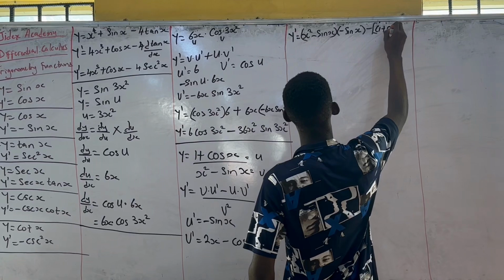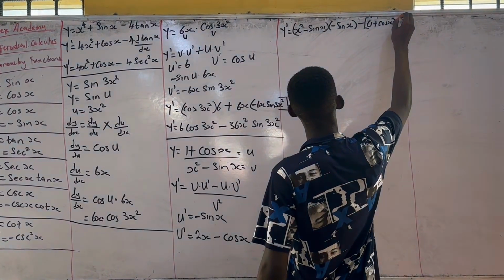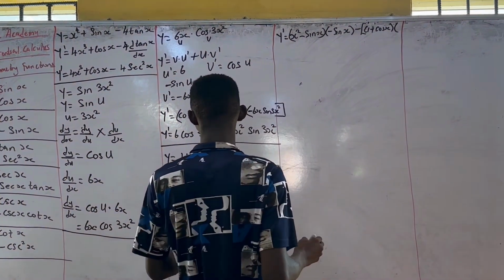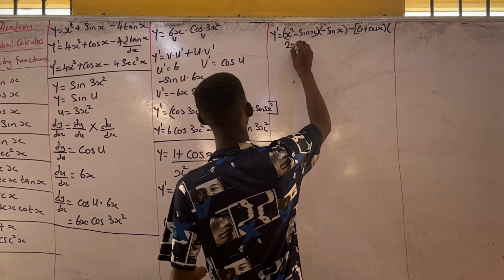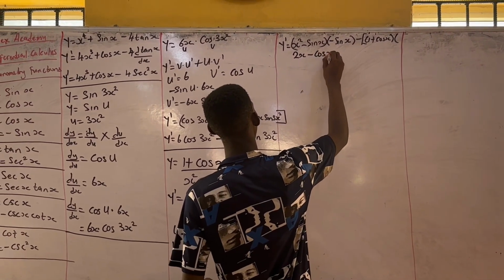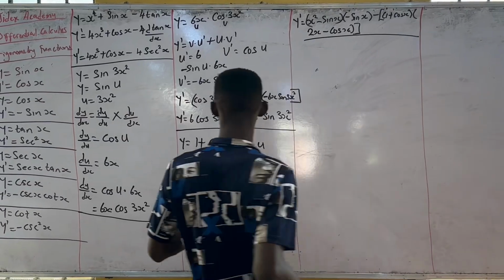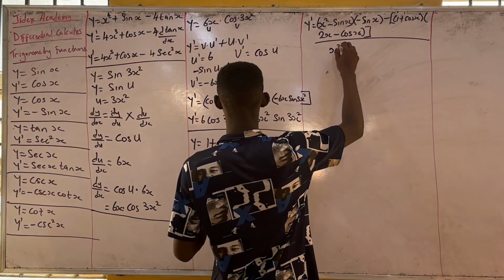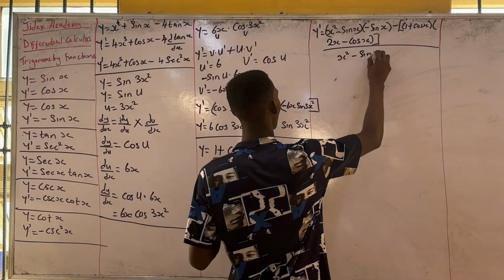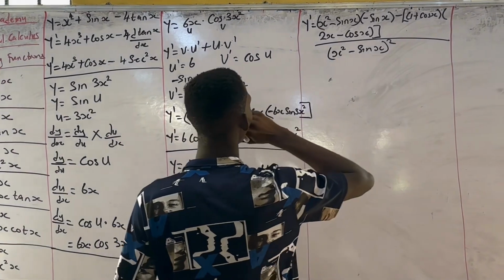1 plus cos x times what? Our v derivative. Our v derivative is what? 2x minus cos x. Close bracket. All over what? Our v squared. Our v squared is what? x squared minus sine x. Close bracket squared. Then we can expand this.